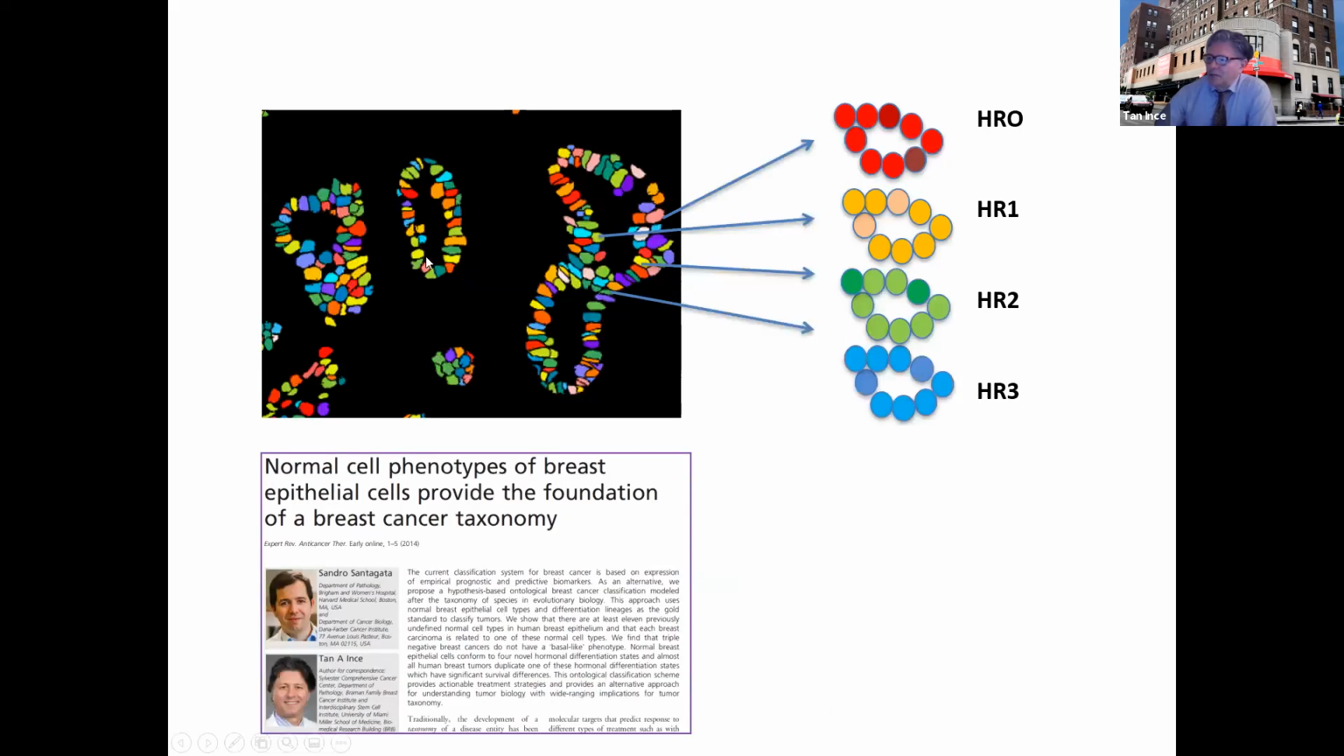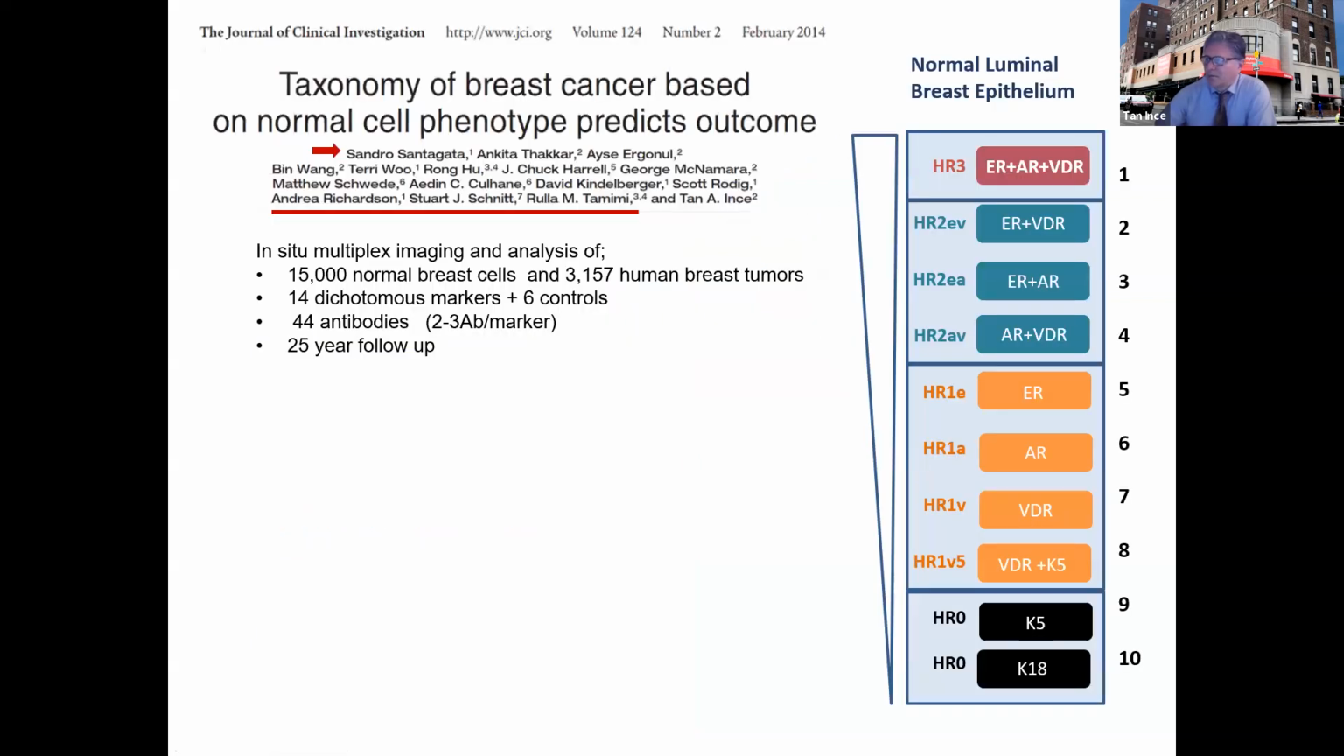So I approached this problem in collaboration with Sandro Santagata, and many years of research gave us this picture. This is an actual human breast tissue that's false colored, and each cell type is colored in a different way. So there are 11 different cell types. What happens is that if a cancer starts in a red cell, it carries that feature. If it starts in a green cell, it carries that feature, and so on and so forth. So we've shown this using a lot of molecular tools.